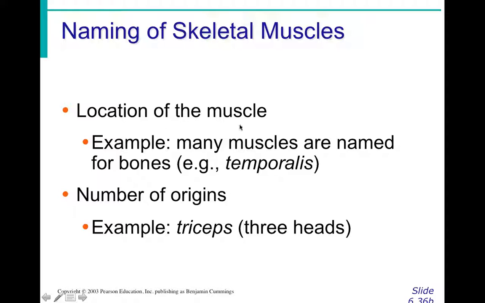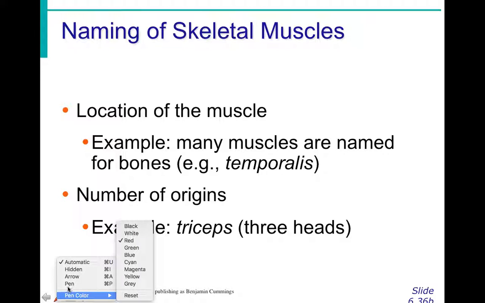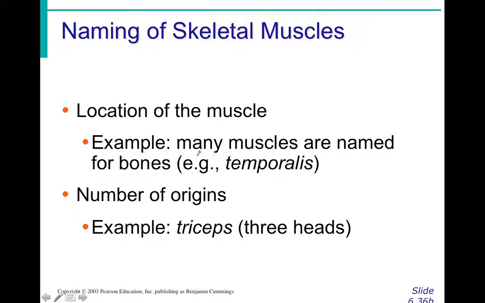A lot of times we're going to work with the location of the muscle, and that can be really beneficial. A lot of muscles are named for the bones they're attached to. The temporalis muscle sits over the temporal bone in your skull. The frontalis muscle sits over the frontal bone in your skull. So a lot of this stuff that you've taken the time to learn earlier in the year is now going to help you out quite a bit.